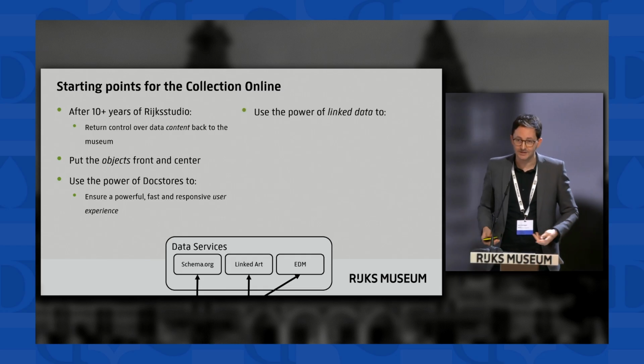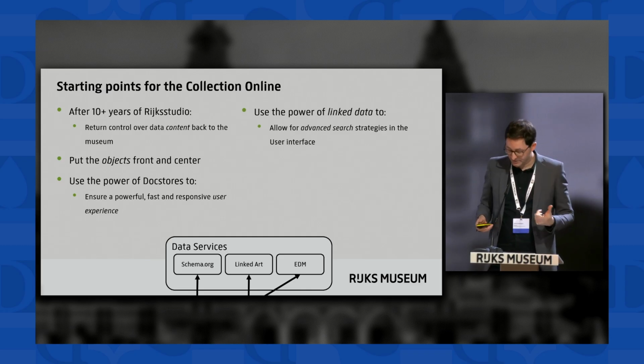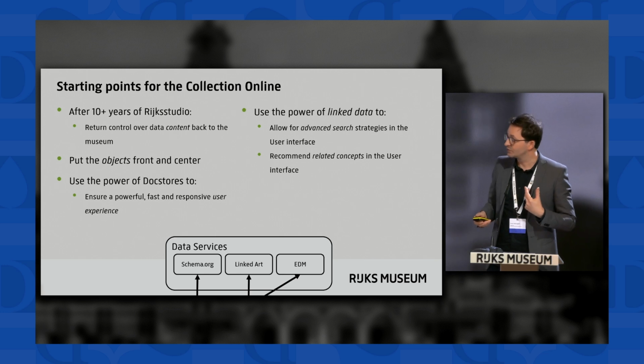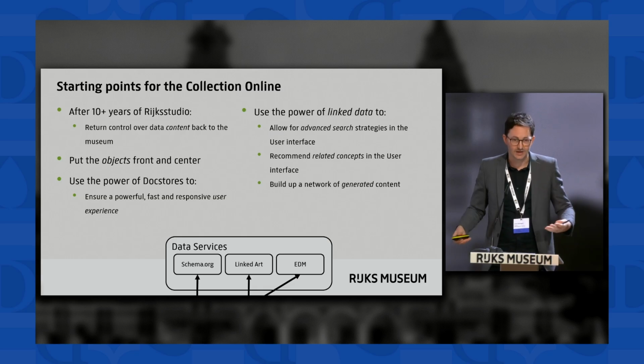And then finally, now we have linked data. What do we do with that linked data? So we wanted to combine that linked data into the infrastructure to make it possible to have advanced search strategies, to recommend these related concepts that we have for all those properties, and then build up a network of generated content. And again, Peter will show what that kind of looks like.